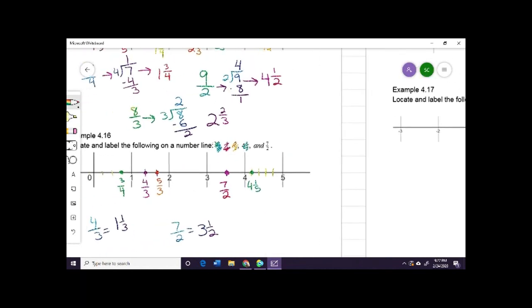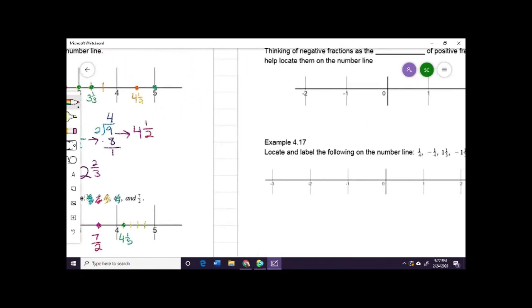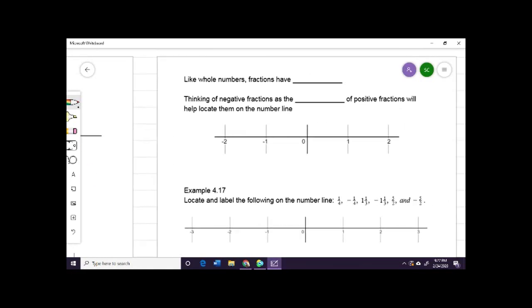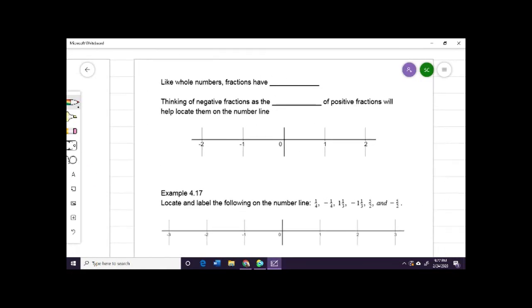So let's look at negatives. Like whole numbers, fractions have opposites. So remember, negative numbers are opposites of positive numbers. Thinking of negative fractions as the opposite of positive fractions will help locate them on a number line. Okay, and I know students really struggle with negative fractions and subtracting fractions. So let's look at this.